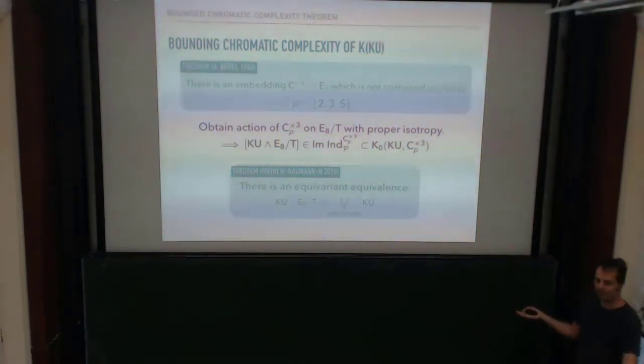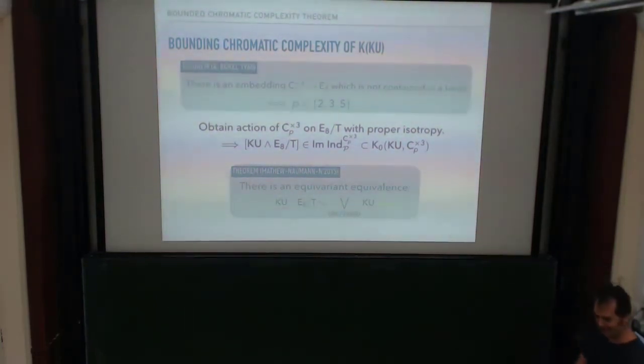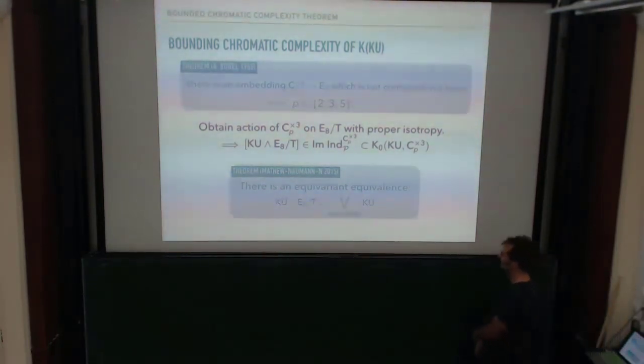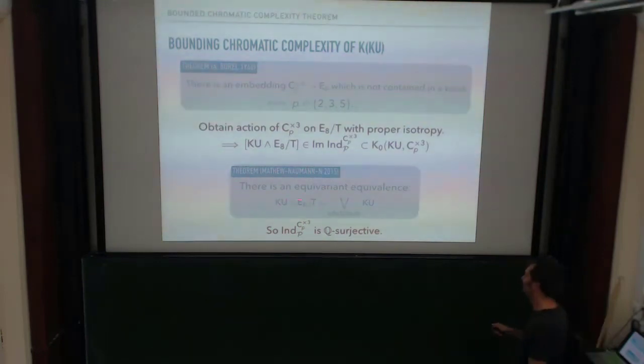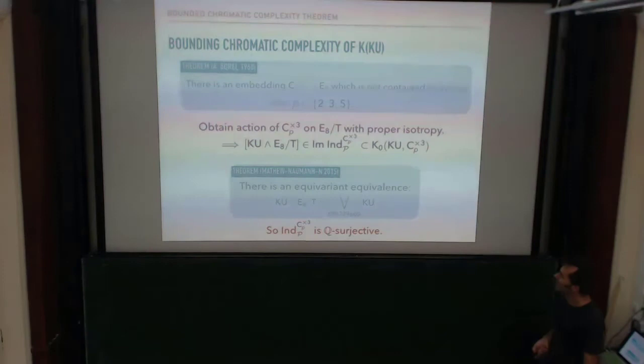Oh, it's a free module. And then we get a nice result that's actually an E8 equivalence, an equivariant, genuine equivalence. And then I can just restrict to any subgroup I like. It's still an equivariant equivalence. So this is in particular not zero. So the map is rationally surjective. And we get the vanishing result for K of Ku.